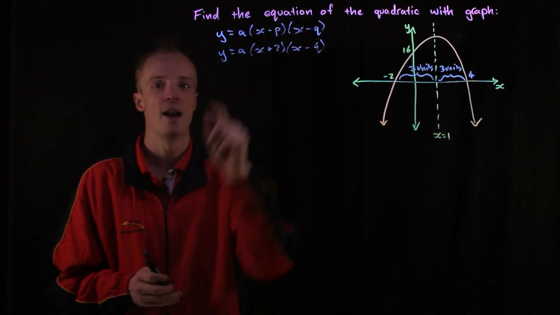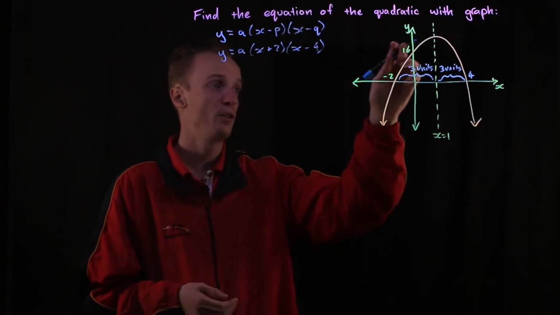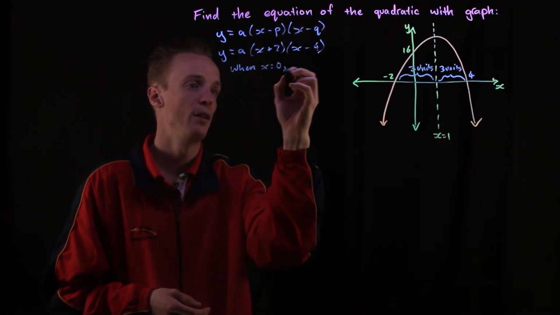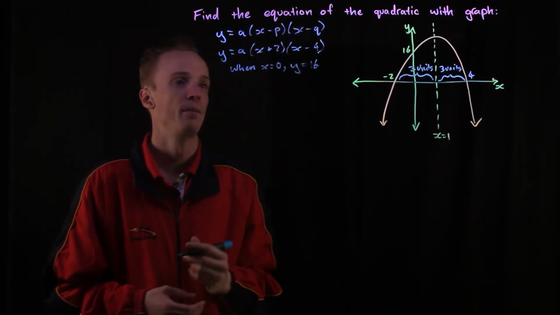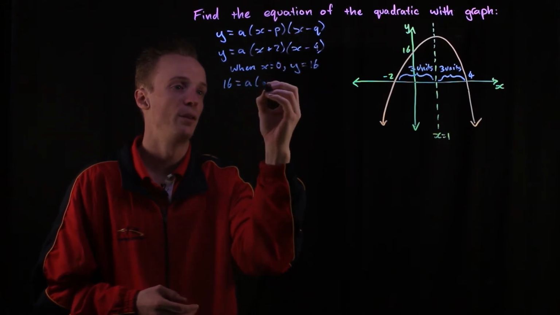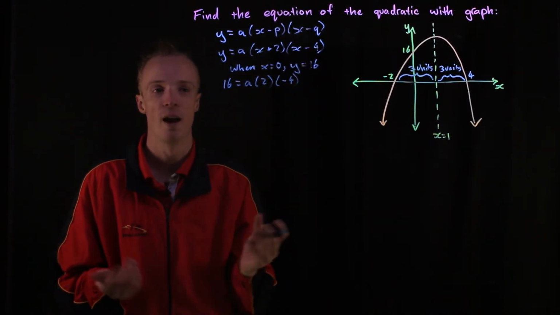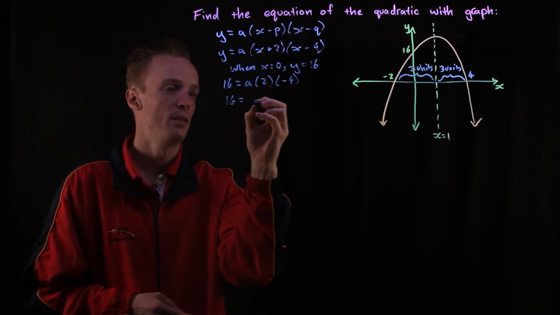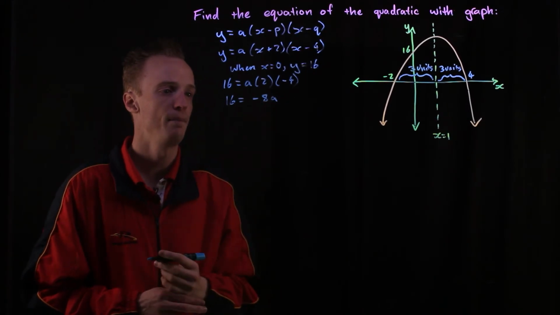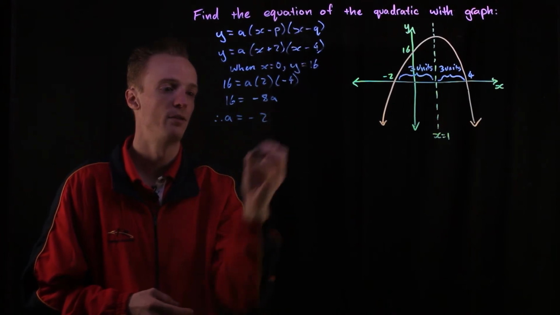And now I need to determine what my a value would actually be. To determine my a value, I need to substitute another point, and I know the y-intercept here. So I know that when my x is equal to 0, my y is equal to 16. So I substitute these values in. So 16 will equal 0 plus 2 is 2, 0 take 4 is going to be negative 4, and I now solve for my a. So my 16 here will equal 2 times negative 4, which is negative 8, so it'll be negative 8a. When I divide by negative 8, my a will equal negative 2.